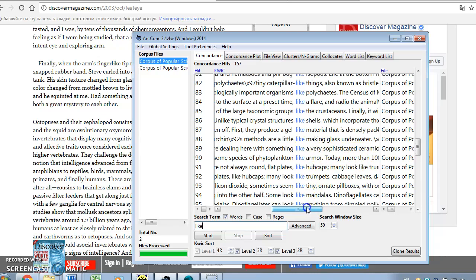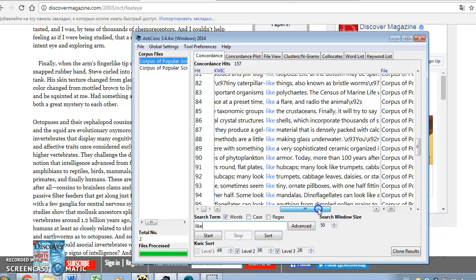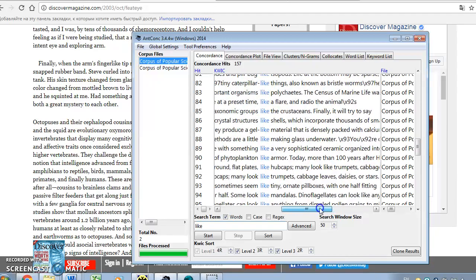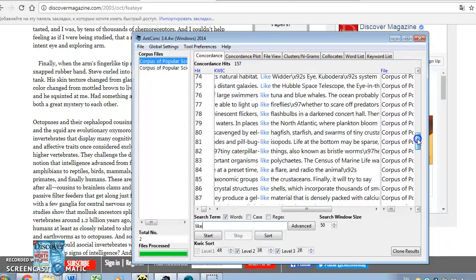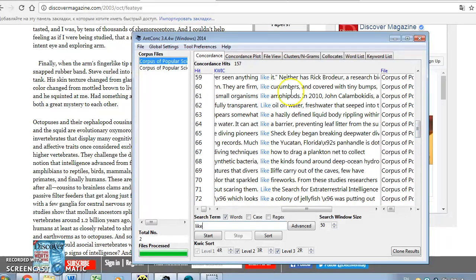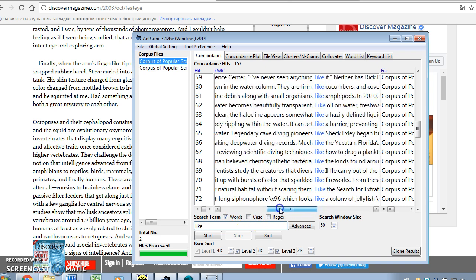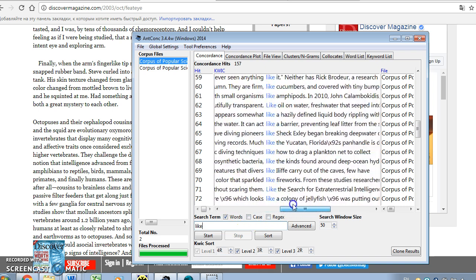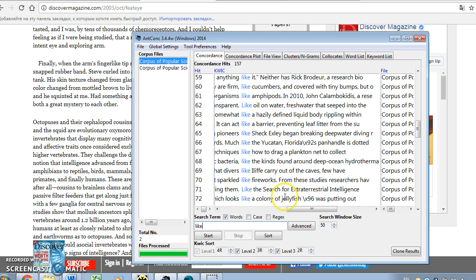Or at the same time, if you look, for example, at this one, with something like a very sophisticated ceramic organized into and so on. So we can see this evaluative adjective sophisticated. So it's clear that this simile conveys some evaluations. And of course, there are many other examples which are relevant to this. For instance, in this case, they film like cucumbers, so it also makes it clearer to the readers what this characteristic of some other organisms, in this case, for example, about sea stars, can be about.